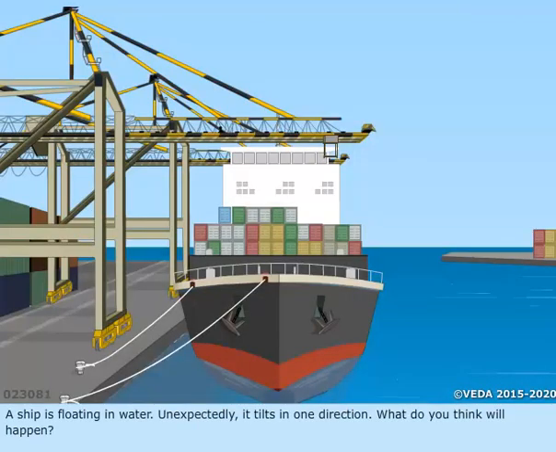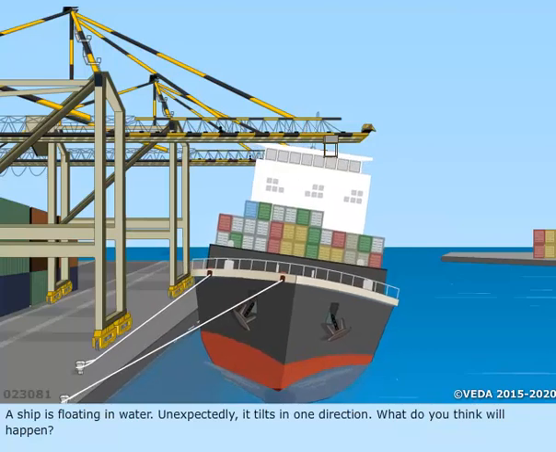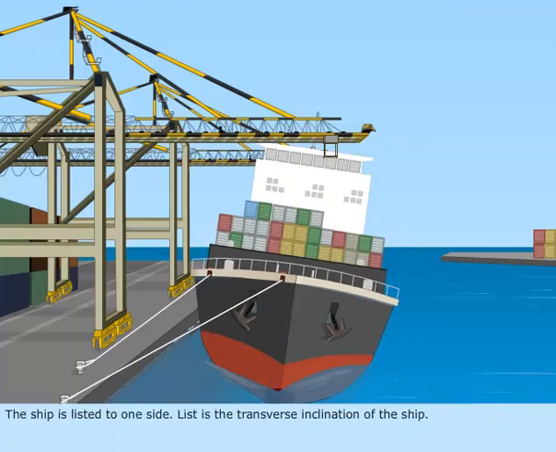A ship is floating in water. Unexpectedly, it tilts in one direction. What do you think will happen? The ship is listed to one side. List is the transverse inclination of the ship.